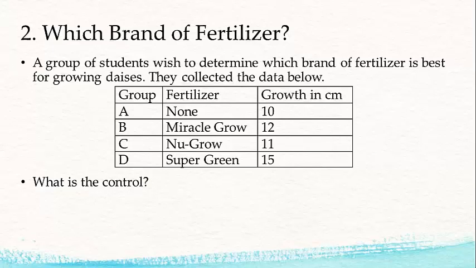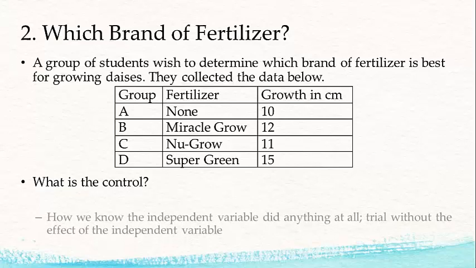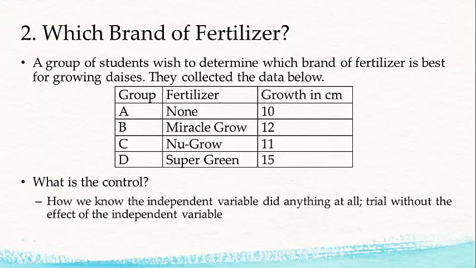Next question asks us, what is the control? So the control is a comparison. It's how we know that the independent variable did anything at all. The trial without the effect of the independent variable. So our independent variable is the brand of fertilizer. Therefore, the experimental group without any fertilizer being used is going to be my control, which is group A.